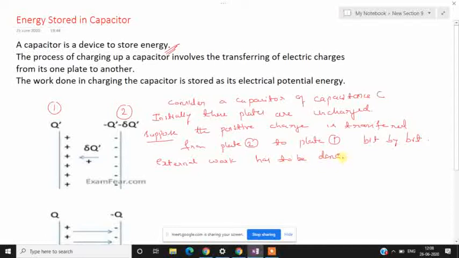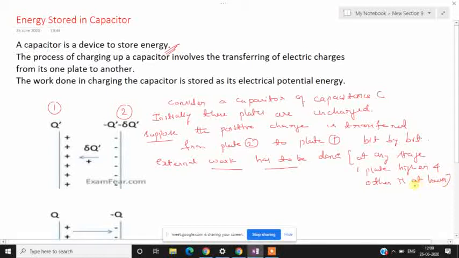Because in whichever case you take, one plate will be at higher potential and the other at lower potential. So that's why we have to do some work at any stage. One plate will be at higher potential and the other at lower potential, so work has to be done.